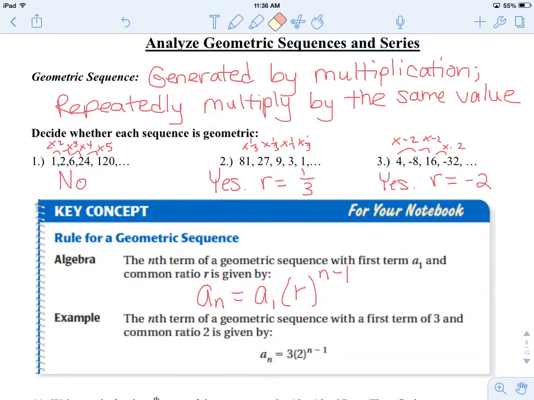In the example from the textbook, the nth term of a geometric sequence with a first term of 3 and a common ratio of 2 is given by a sub n equals 3 times 2 to the n minus first power. So with geometric sequences, once we plug in the first term and the common ratio, there isn't any simplifying we can do. That's our rule.